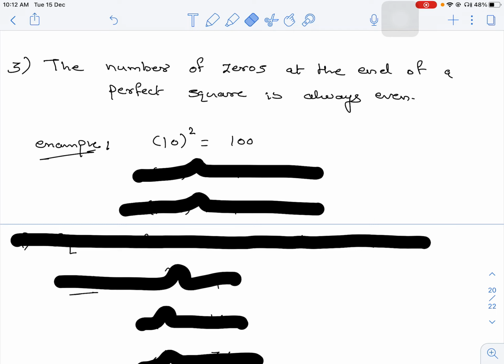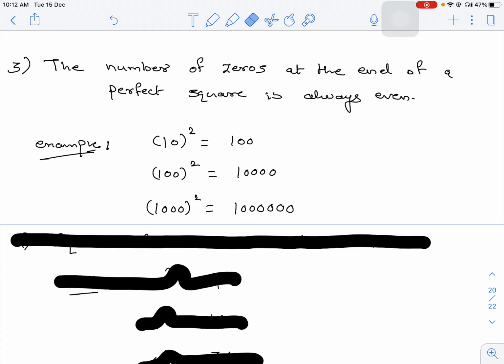Okay. Next number, we have 100 square. So 100 square is 10,000. How many zeros are there? One, two, three, four. So that is even zeros. Next number, 1000 square. So here how many zeros are there? So 1, 2, 3, 4, 5, 6. So again it is even zeros.